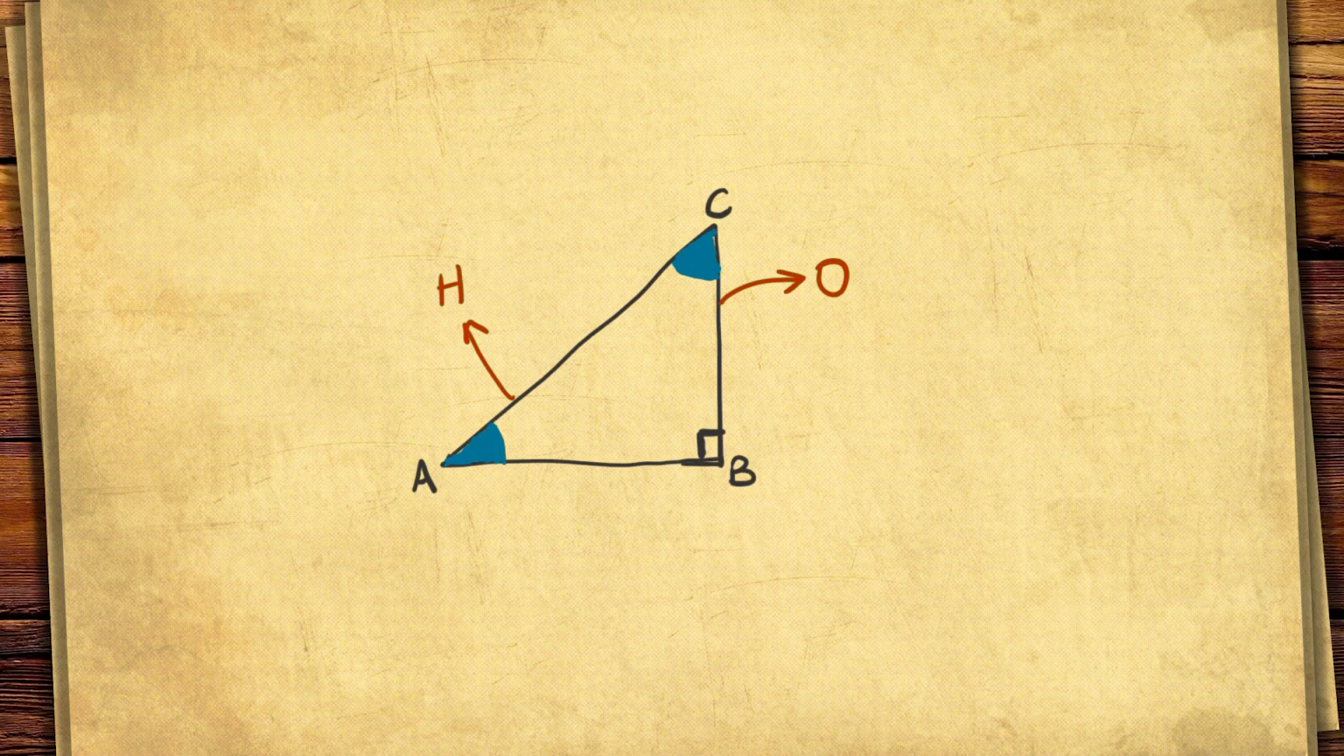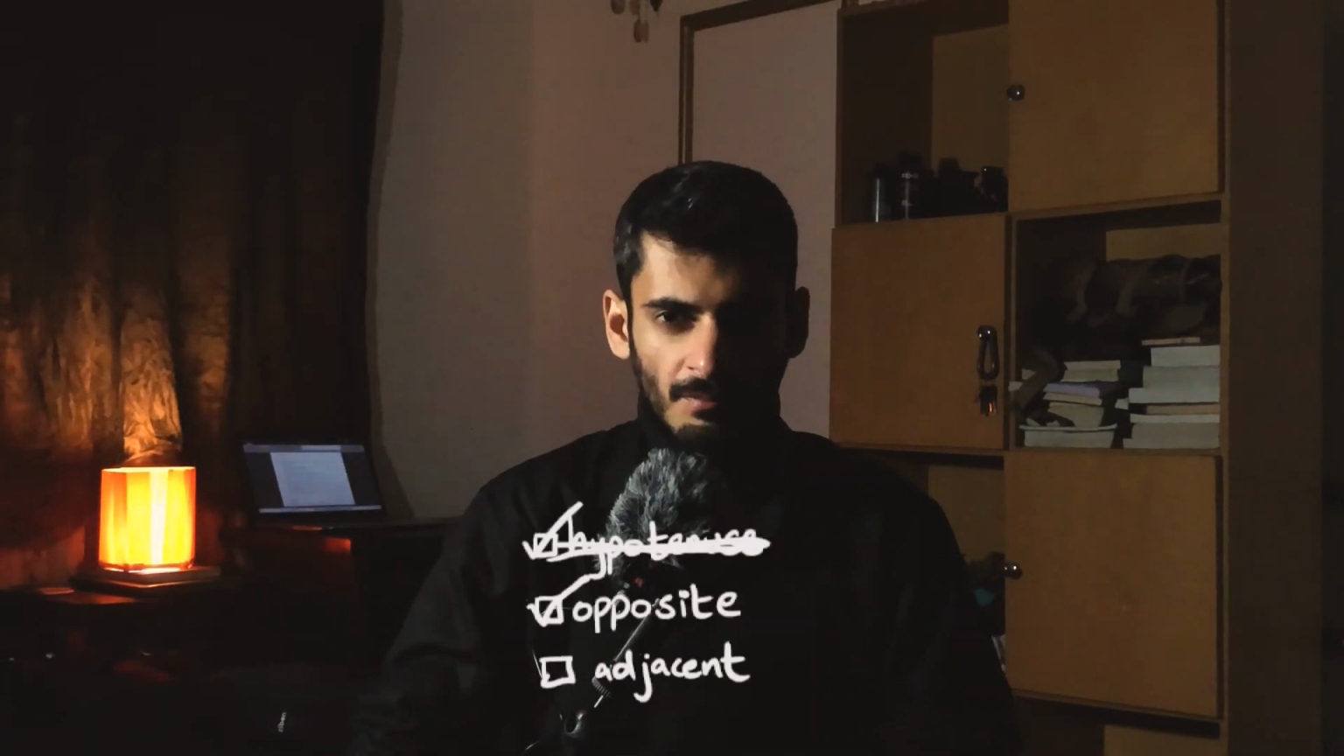But if we want to apply sine, cos and tan on the other angle, angle C, then we will mark this side as the opposite, because this is the side opposite to angle C. That means the opposite side will depend upon the angle on which you want to apply sine, cos and tan. Once you have the hypotenuse and you have the opposite, then you need to see which side is the adjacent. Now obviously it will be the remaining side.